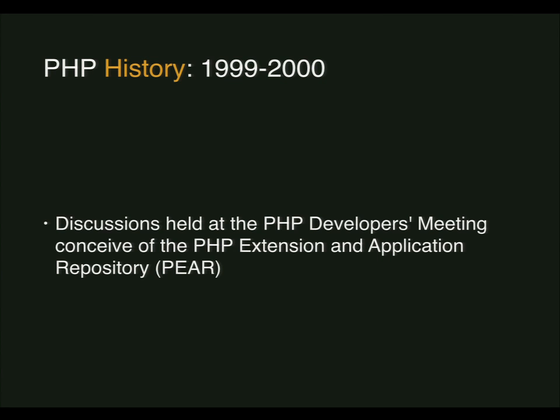99-2000 time frame, it was really hard to nail down an exact date. Like, Git commits, they're kind of a sure thing. PHP history is a little less sure of a thing, but there was a developer meeting around PHP, and at this meeting, they began the concept of PEAR. Anybody in the room use PEAR? Yeah? A few of you? Okay.